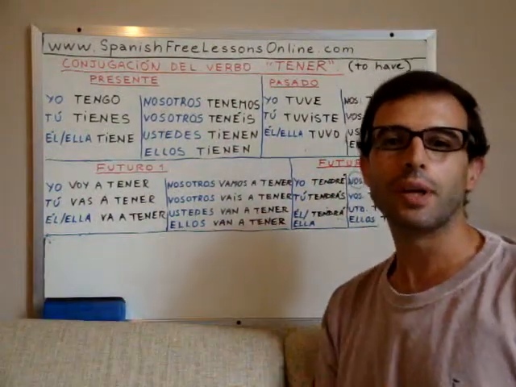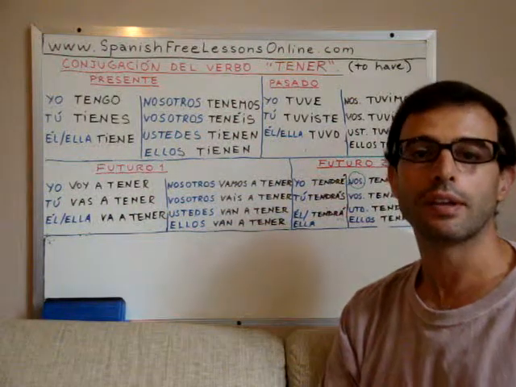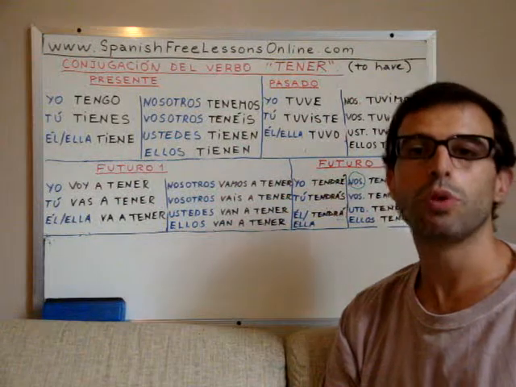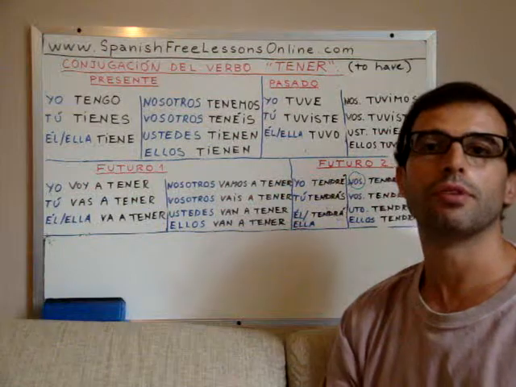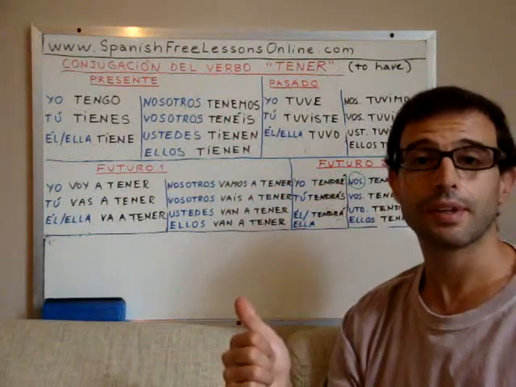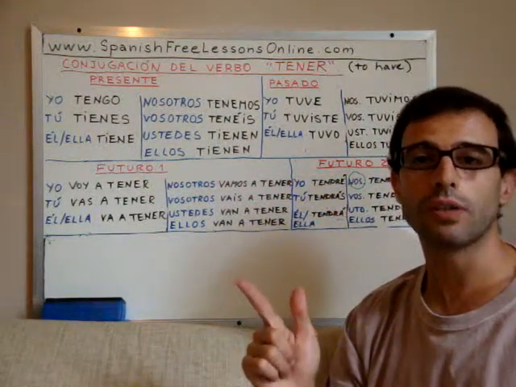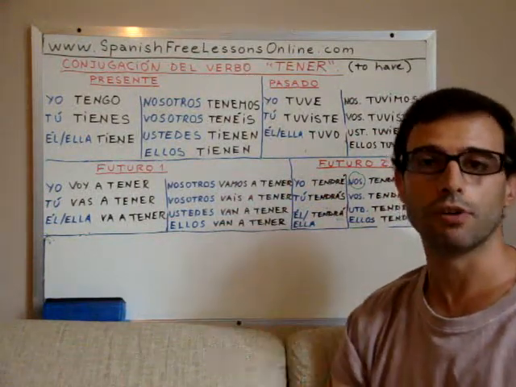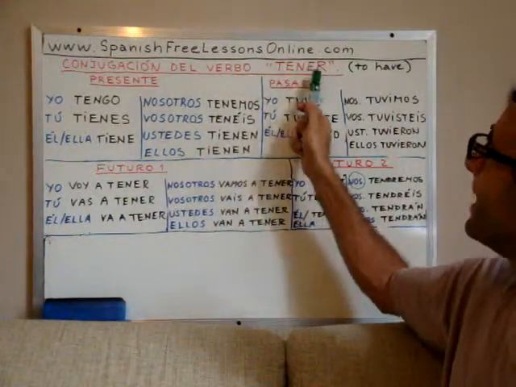Hi, today we will continue conjugating some more verbs. We already conjugated in present, past and future two of the most important verbs in Spanish. These are the verbs ser and estar. And in the previous lesson we conjugated also haber, so we have already conjugated three of the most important verbs in Spanish. And this is going to be the fourth, the verb tener.